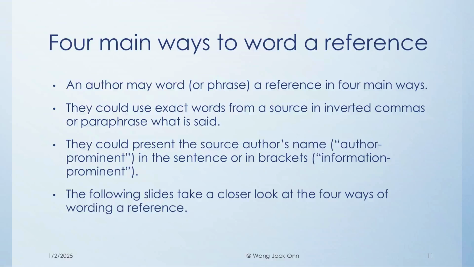Four main ways to word a reference. An author may word a reference in four main ways. They could use exact words from a source in inverted commas or paraphrase what is said. They could present the source author's name in the sentence or in brackets. When the source author's name is used in the sentence, we may say that the style is author prominent. Otherwise, we may say that the style is information prominent. The following slides take a closer look at the four ways of wording a reference.